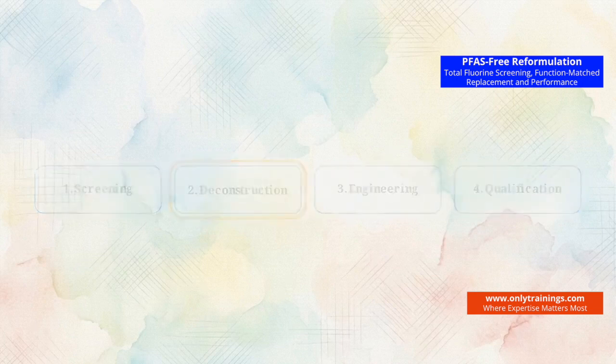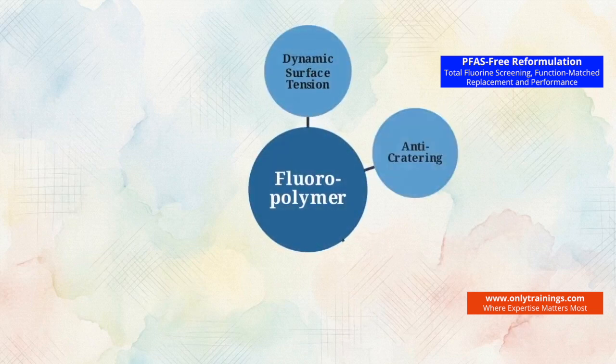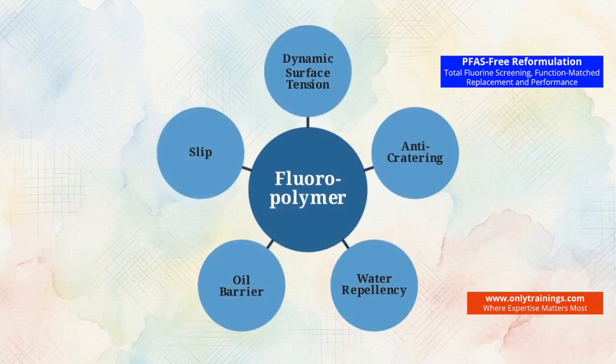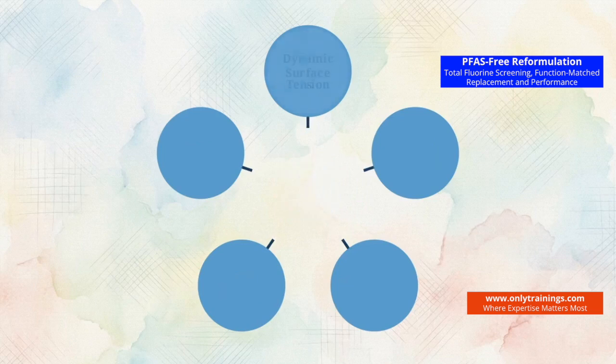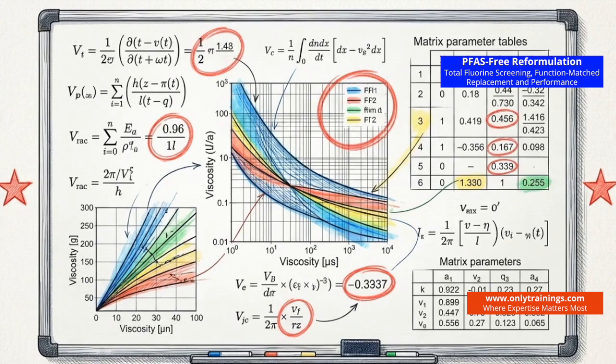Before replacing the chemistry, you must understand exactly what that fluorinated material was doing in the physical environment. A single PFAS molecule is a multifunctional anchor, dictating dynamic surface tension, anti-cratering, water repellency, oil barrier, and slip simultaneously. To engineer a replacement, you must break that anchor, isolating primary required functions from secondary ones, leaving specific functional voids to fill. The formulation team must then prioritize these voids based strictly on the end-use application parameters and the specific viscosity requirements of the matrix.